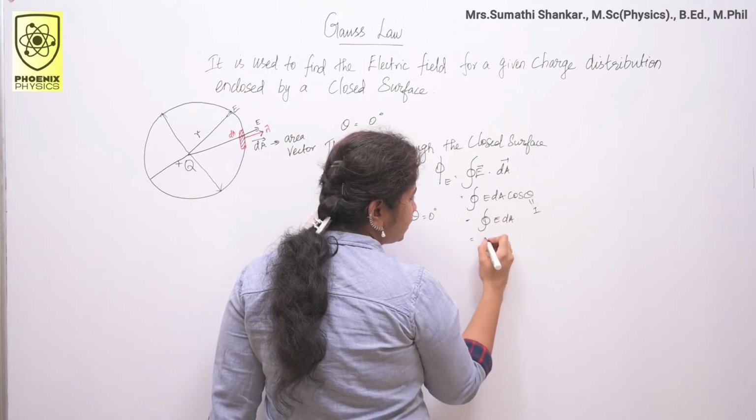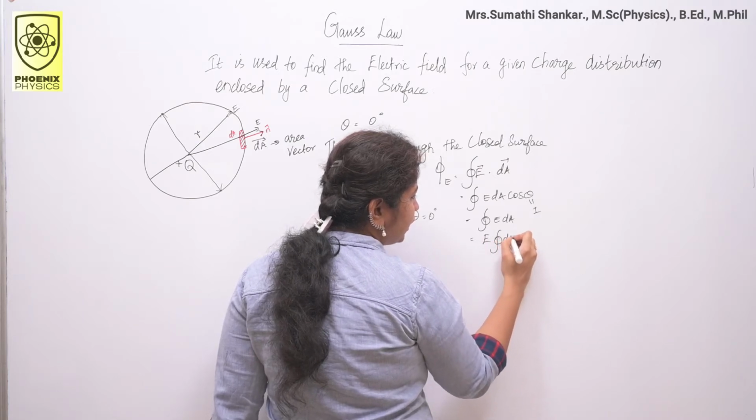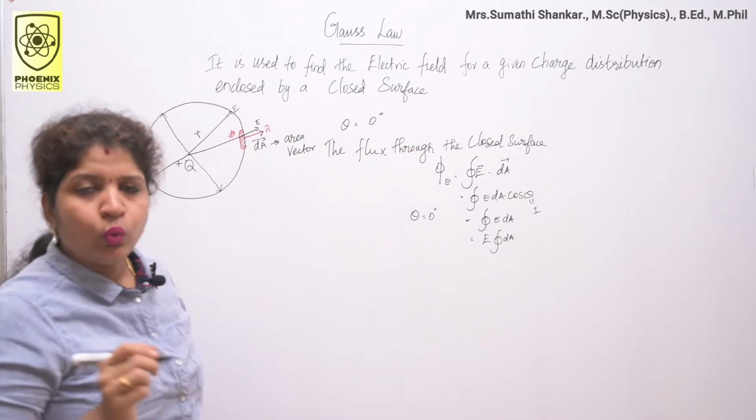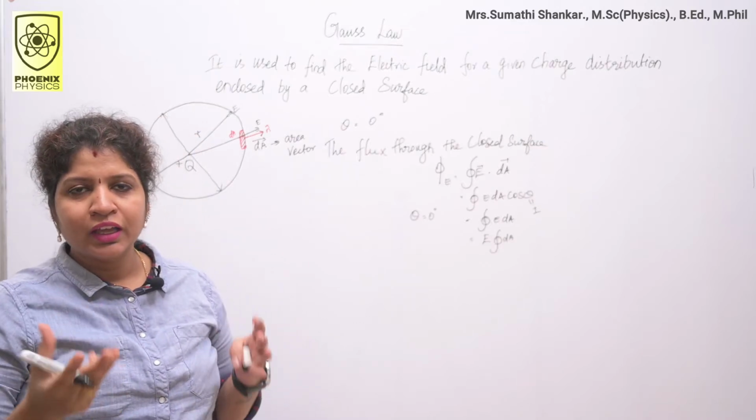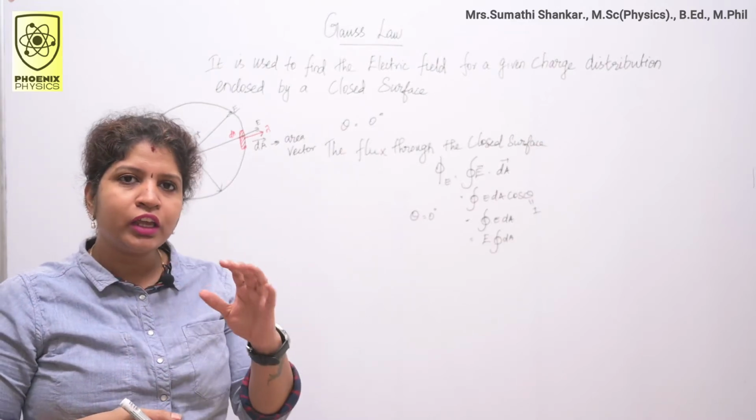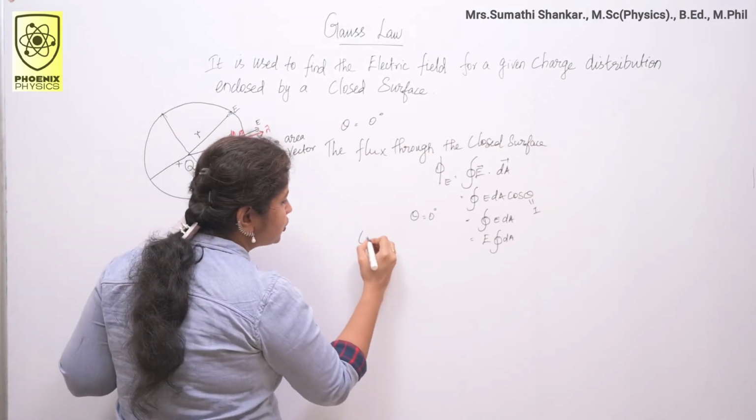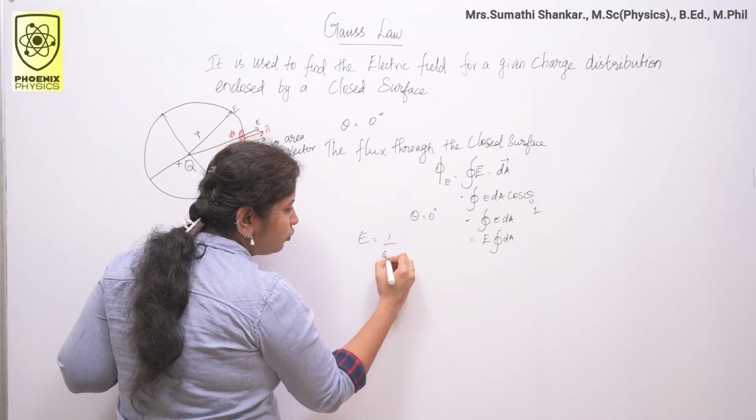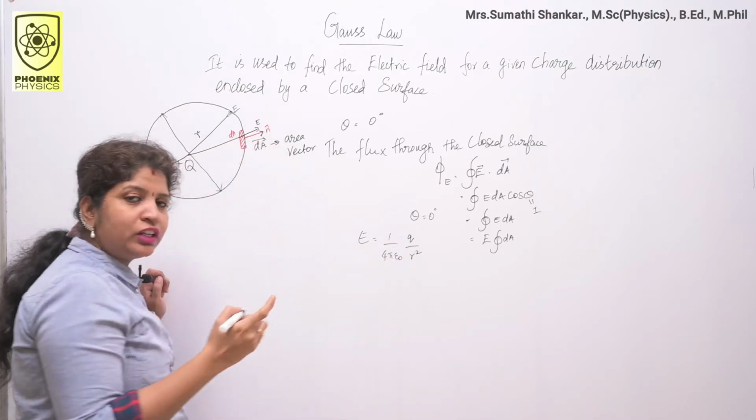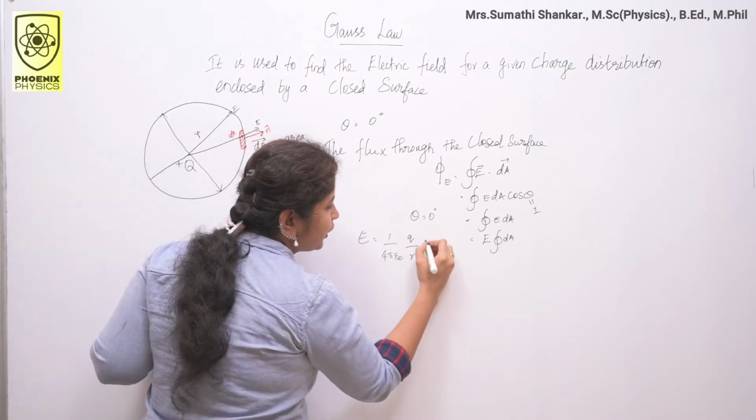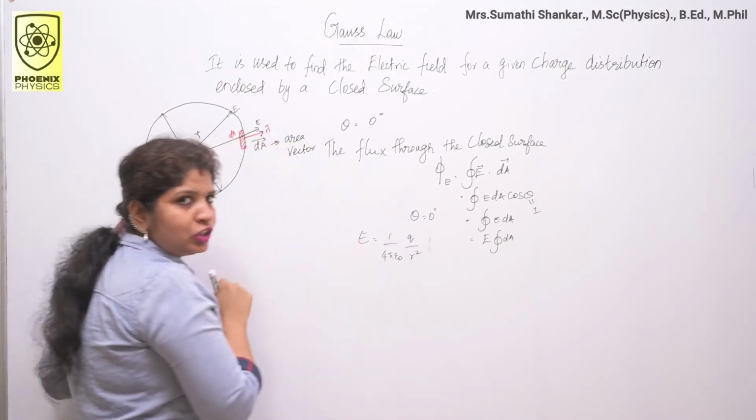Now E is constant, so take it outside. Remaining term is integral dA. Why did I say E is constant? Because here we are taking only the magnitude of E. Magnitude of E means, what's the formula? 1 by 4 pi epsilon naught Q by R square alone. If it is E vector, you can write the unit vector also. Here I am considering only the magnitude of E.